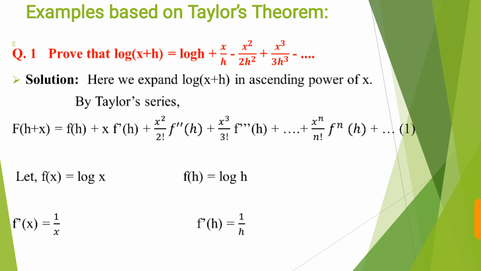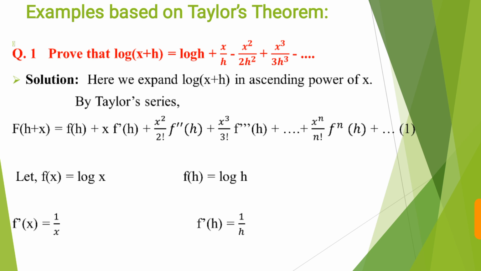Here in this example, we can expand log of x plus h in ascending powers of h according to Taylor's series, and therefore by Taylor series f of h plus x is equal to f of h plus x f dash of h plus x square by 2 factorial f double dash of h plus x cube by 3 factorial f triple dash of h plus, and so on. I call this equation number first.